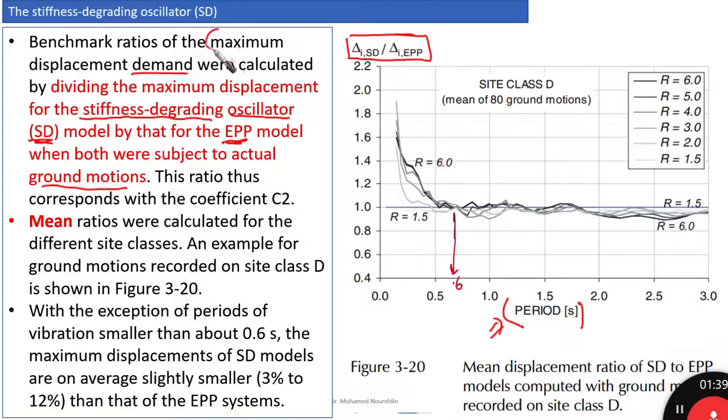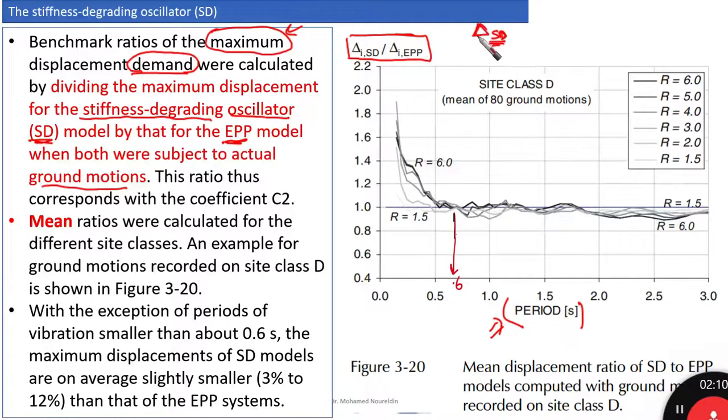I'm talking about the maximum displacement of the single degree freedom system, and whenever we use the word demand, it means that it is due to an earthquake, or a ground excitation. So in this study, we are going to obtain delta for a single degree freedom system using the stiffness degrading oscillator SD.